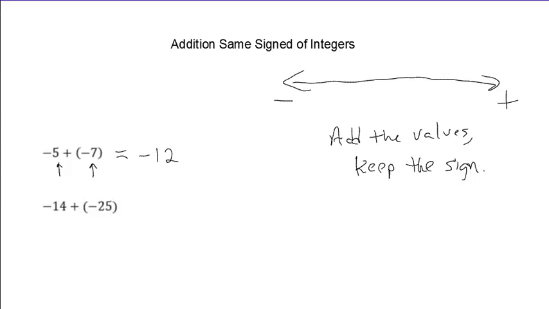Done. The next two numbers, I have a -14 and a -25 that I'm adding together. And so when I add the values 14 and 25, okay, so if you need to do that on some scrap work, 4 and 5 is 9, and 1 and 2 is 3, you get 39. And then we keep the sign, so it's -39.